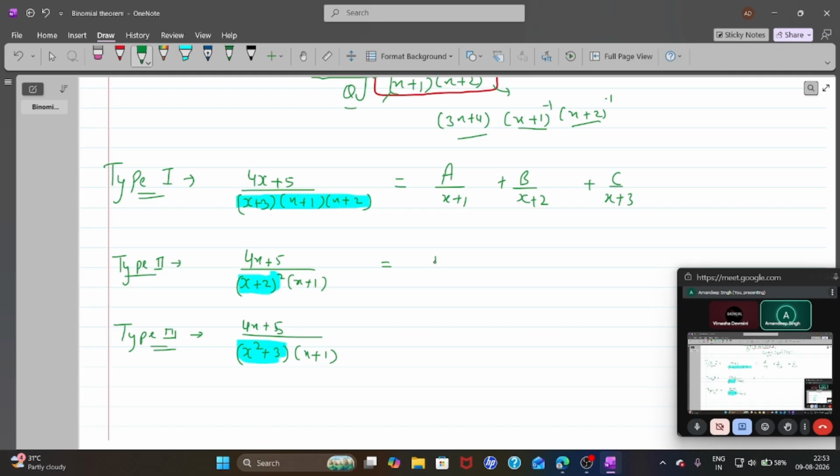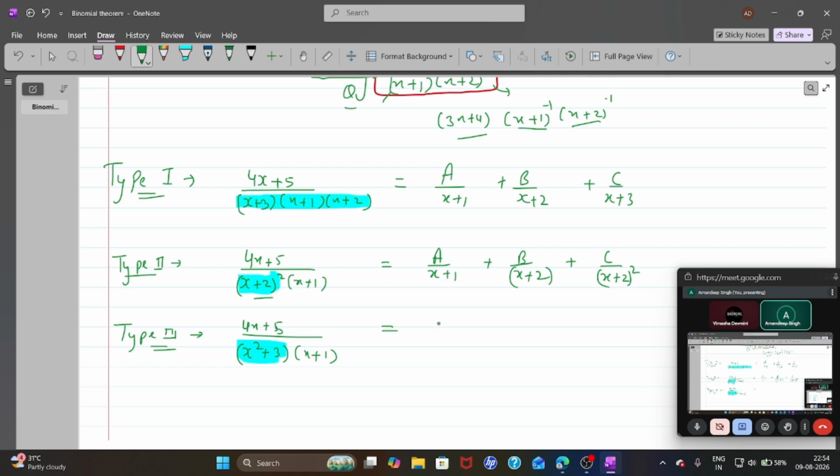So for type 2 criteria, we have a upon x plus 1. Look at it carefully. B upon x plus 2 and C upon x plus 2 square. So basically, there is an importance of the quadratic factor here. Linear factor, I will write as it is. But for quadratic factor, first of all, I have to write the one power of quadratic factor, and then the two powers, I mean the second power of quadratic factor, with a constant number like C, B.